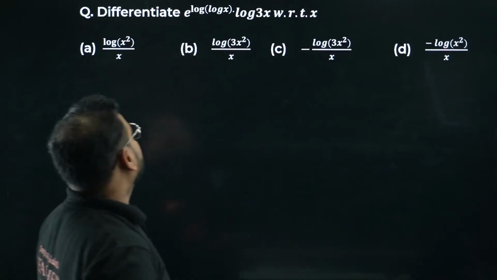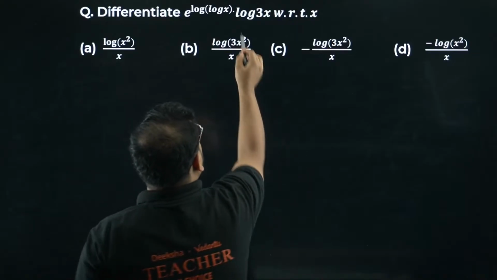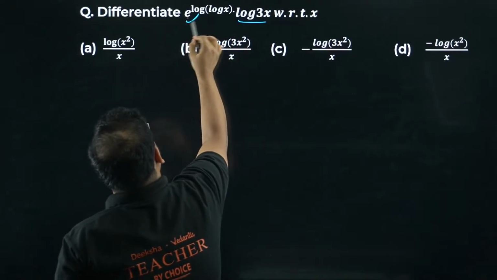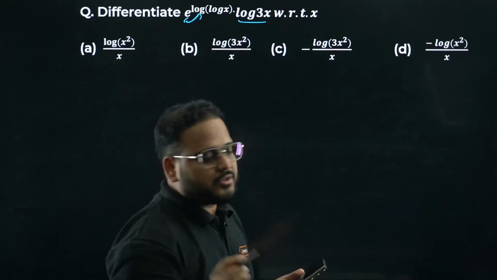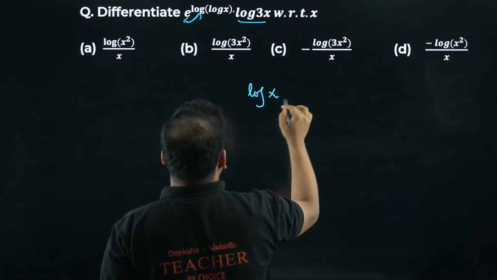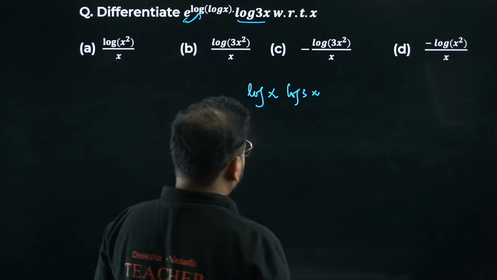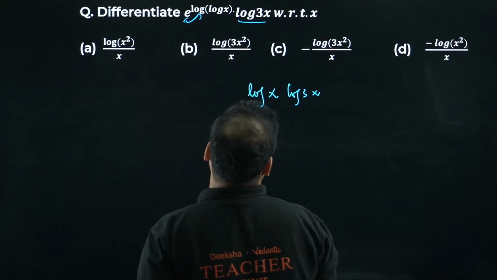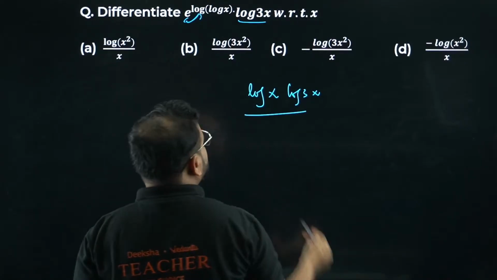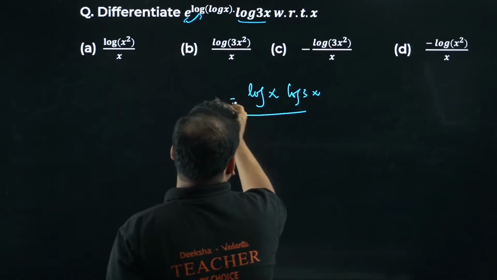Moving on. Differentiate e power log x, and log 3x is also there. Understand this, e and log are basically inverse of each other. So I can neglect the function. It will simply become log x times log 3x. Okay, great. So how can I differentiate this? Please check. Can I do that?